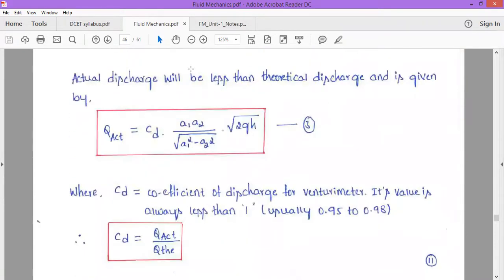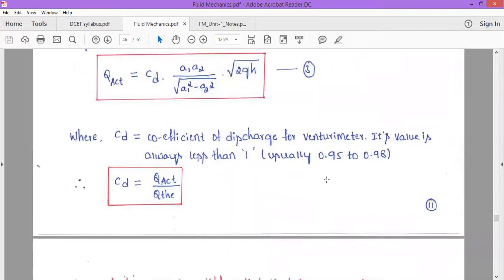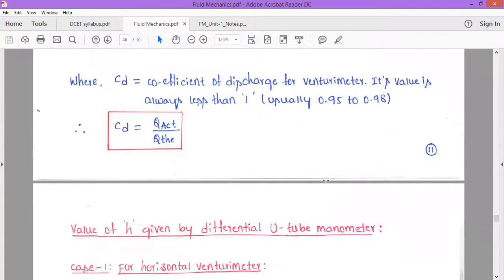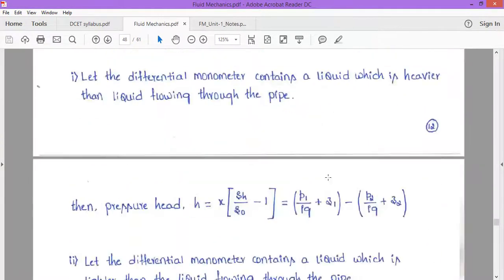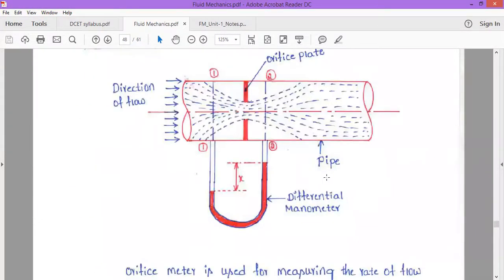And for actual discharge, we need to multiply this theoretical discharge by CD, and the value of CD is always less than 1. For a venturimeter, the value lies between 0.95 to 0.98. Then we have another flow measuring device, that is an orifice meter.